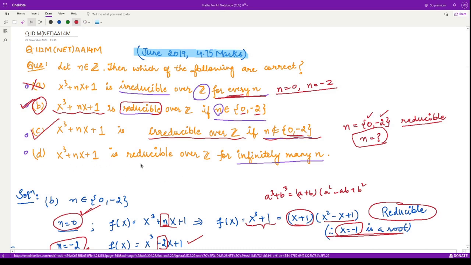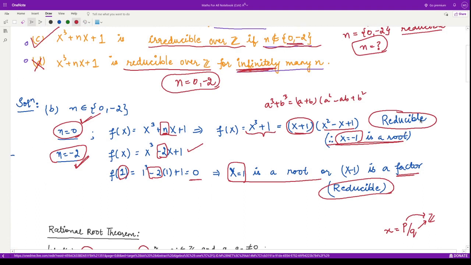Similarly, the fourth option says this polynomial is reducible over Z for infinitely many n. Now, we found that the polynomial is reducible over Z for only n is equal to 0 and minus 2. Therefore, these are finite numbers and not infinite. Thus, this option is incorrect. So, the only correct options are B and C. From here, on the basis of roots, how did we say that this polynomial is reducible? Because for degree 2 or degree 3, we have a result that if you find any root for the polynomial, then that polynomial becomes reducible.